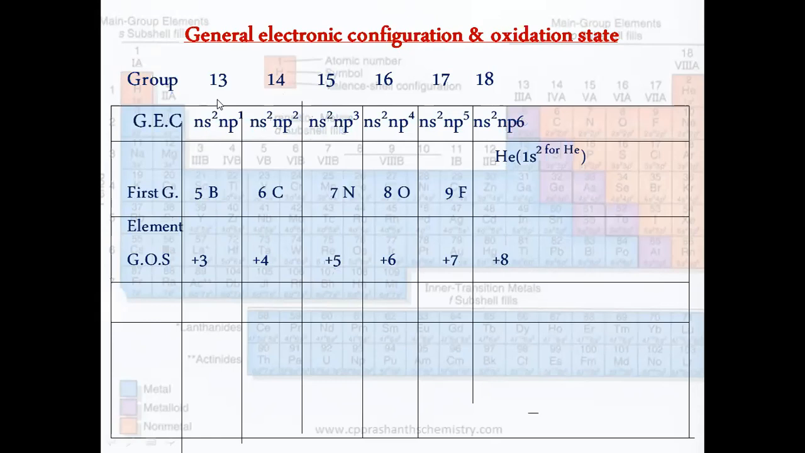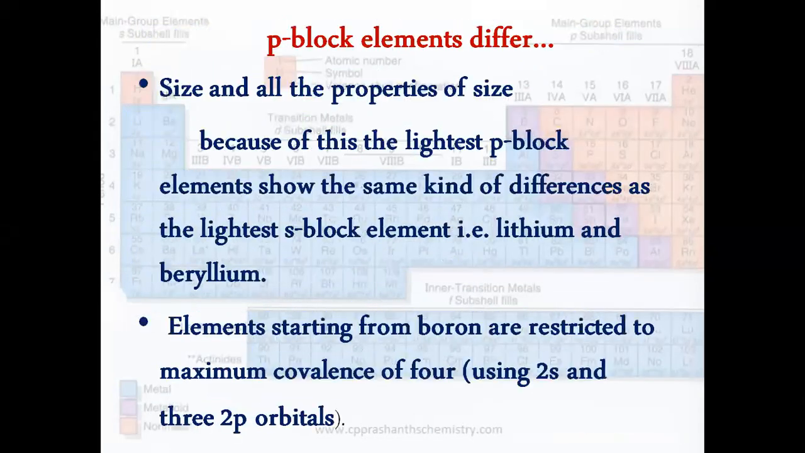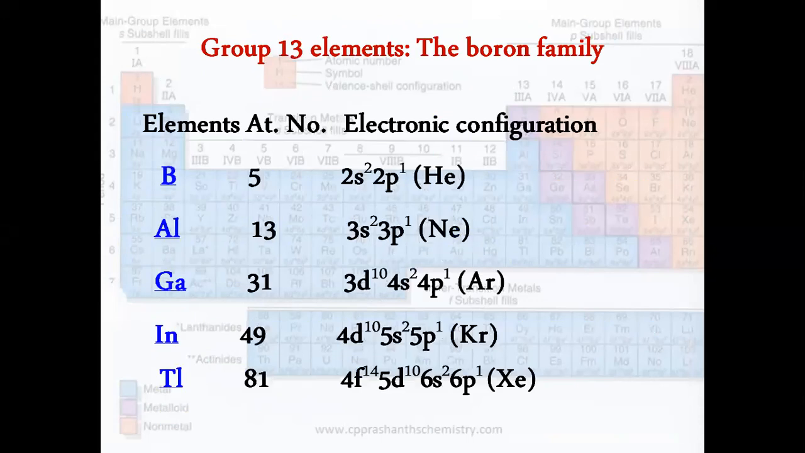Now our study is restricted only to group 13, 14, and 15 elements, that is, the boron family, the carbon family, and the nitrogen family. After boron there is the carbon family, then the nitrogen family. The characteristic features of these families we already studied, but I would like to give you certain glimpses.